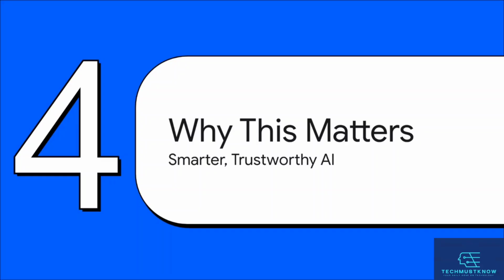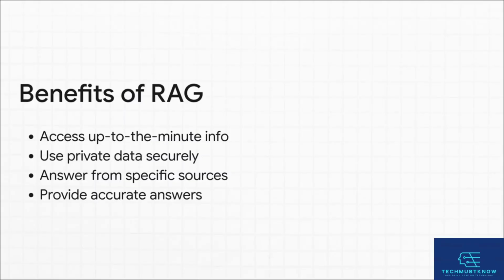Okay, so this is way more than just a clever technical trick. This is a fundamental upgrade for how we interact with AI. It makes artificial intelligence not just smarter, but, and this is the important part, more trustworthy. Let's look at why that is. The impact here is just huge. With RAG, an AI can access information that was created literally 1 second ago. It can securely use confidential company data to answer your question without that data ever being absorbed into its core training. And maybe most importantly, its answers become so much more reliable because they're grounded in specific, verifiable sources.